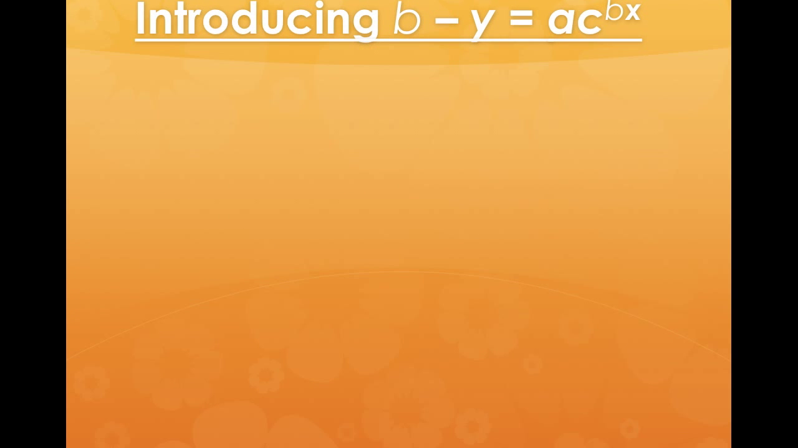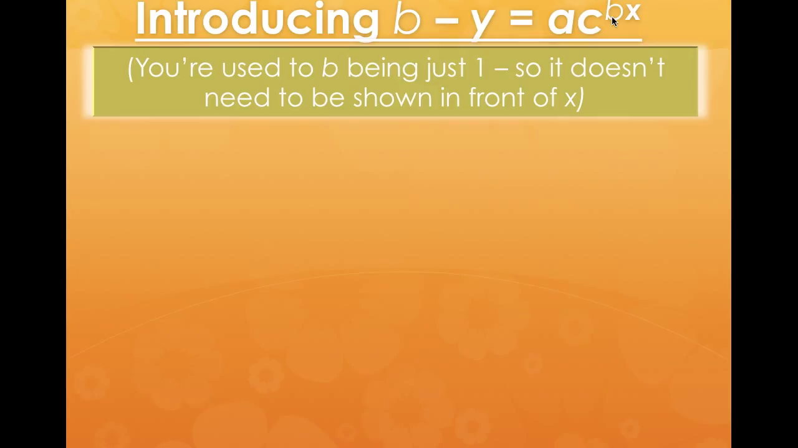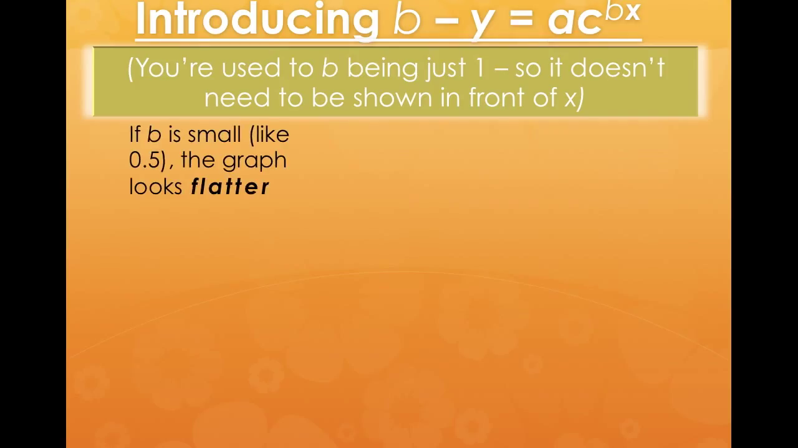So let me introduce you to our new friend b, and our rule becomes y is equal to a c to the power of bx. Technically, our b's in the past was just 1, because you're used to y is equal to a c to the x. B was just an imaginary 1. But now, b is going to start changing.